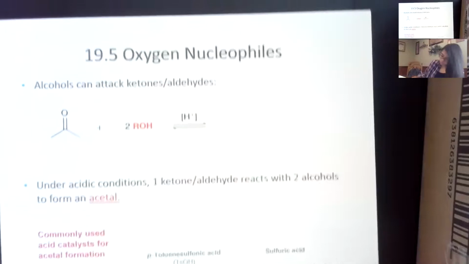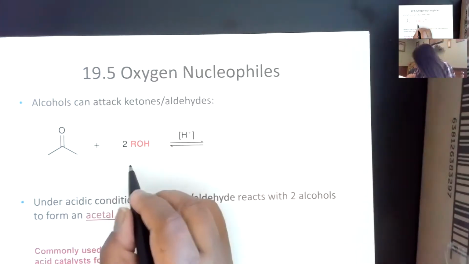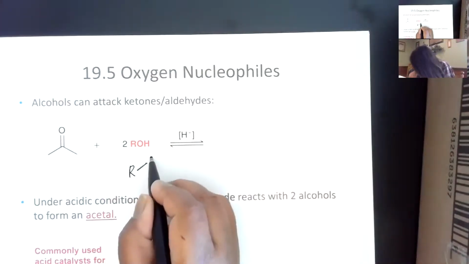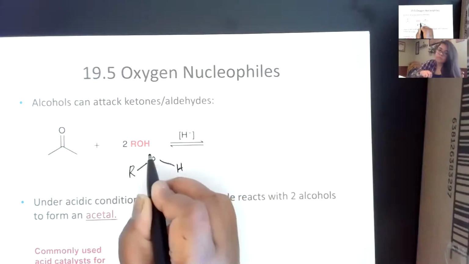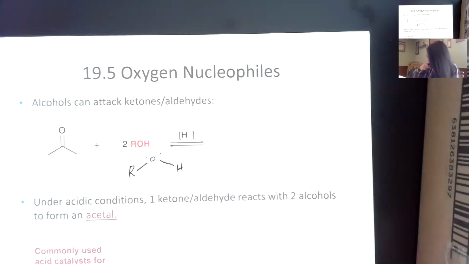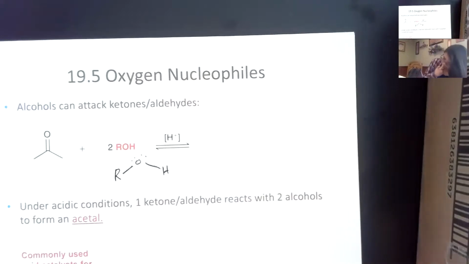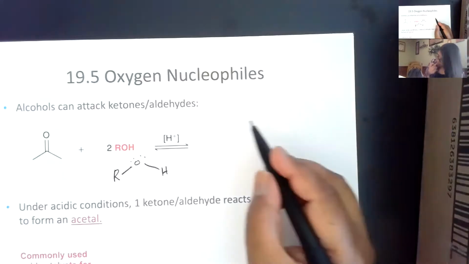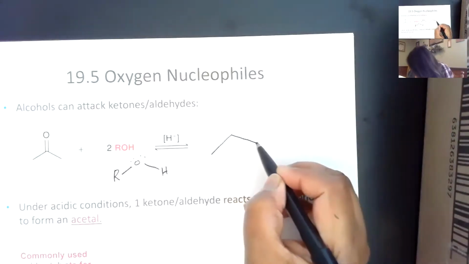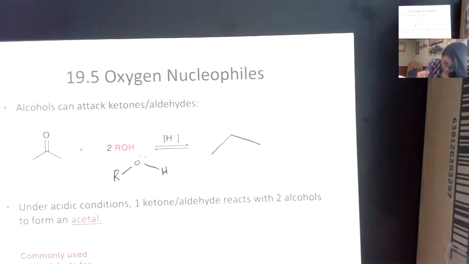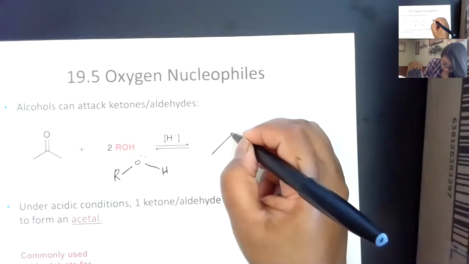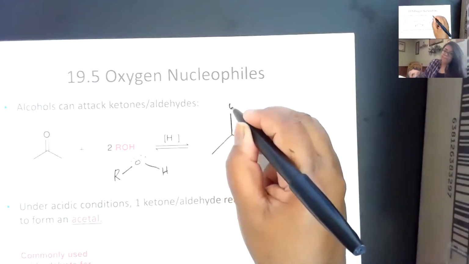Now we're going to use another nucleophile. We are going to use ROH, and you're using 2 molecules. This is under acidic conditions. RO minus is your nucleophile.